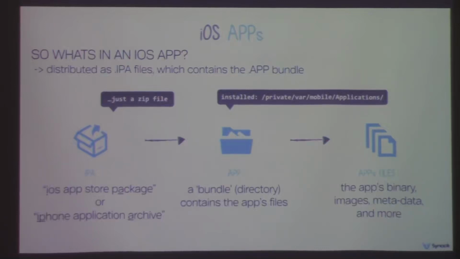It expands into this application bundle, which is really just an Apple term for a directory. This bundle contains all the app's files. So if you double click on this folder and look at it, you'll see the app's binary, images, metadata, and more. Pretty much everything the app needs to execute.